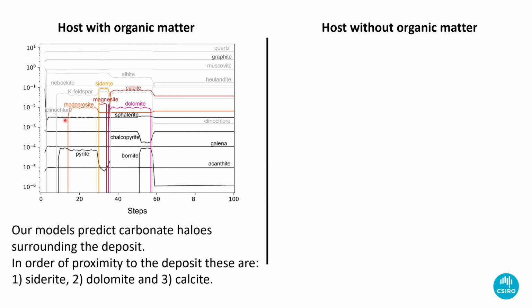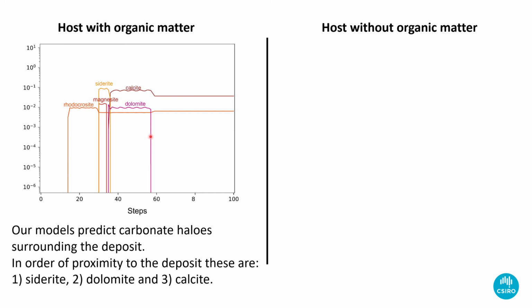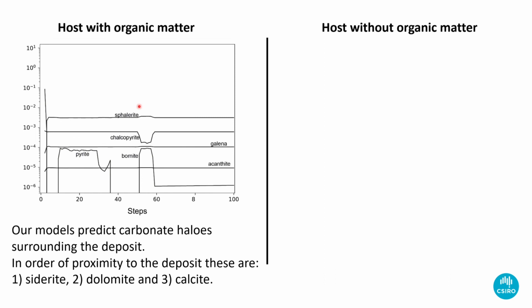And what we see is that for the models with organic matter, we have precipitation of carbonates and of sulfides. Carbonates in red, where we see a variation in carbonate composition from manganese-rich, iron-rich, and calcium to magnesium-rich, which is in agreement with what is observed in the field. But we also see precipitation of various sulfides.